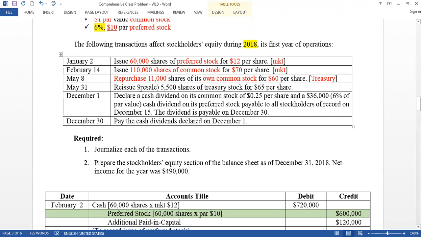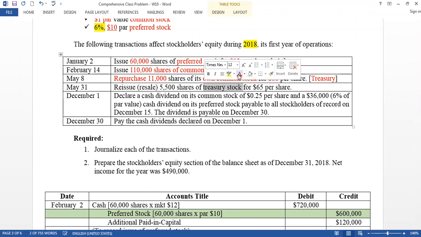Company resells treasury stock. Resell means treasury stock is going to decrease, right? Buyback means treasury stock increases, and resell means treasury stock decreases. From the market they receive, this is the market rate, $65.